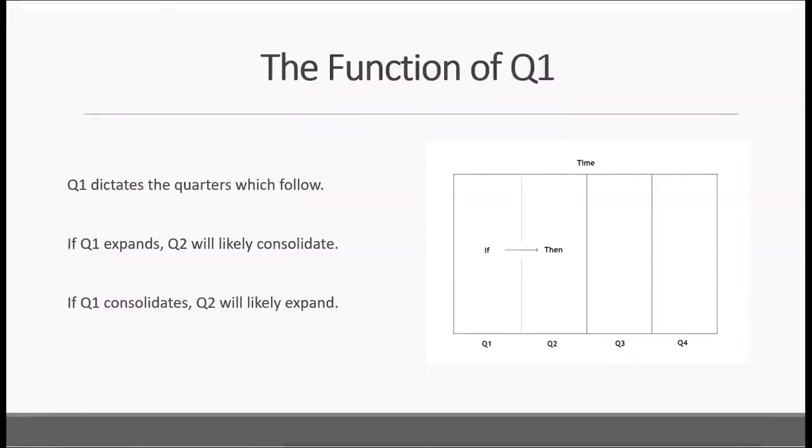Now that we understand that time is fractal, we can begin to look into the functions of some of the quarters. I believe that price is delivered by an algorithm, so there must be some initial input which is used to make decisions throughout each cycle. This is the function of Q1.